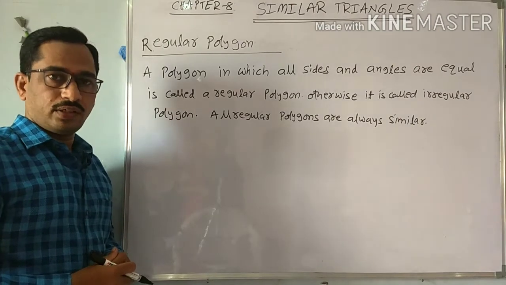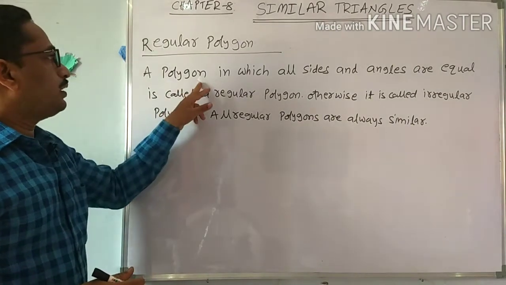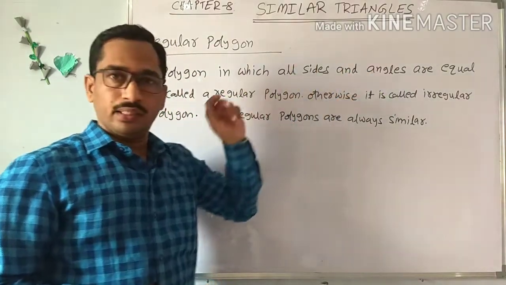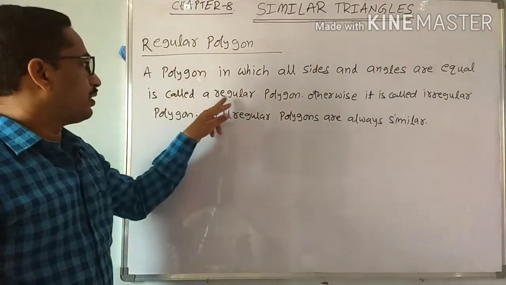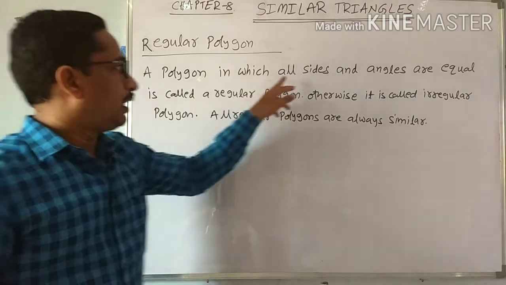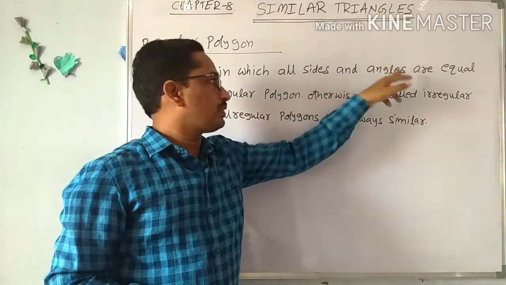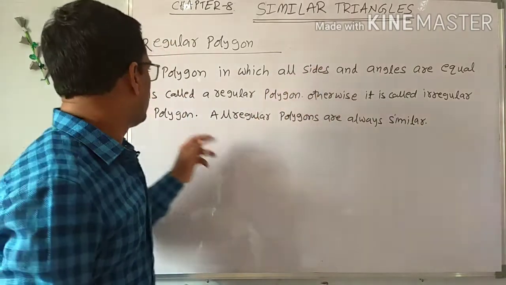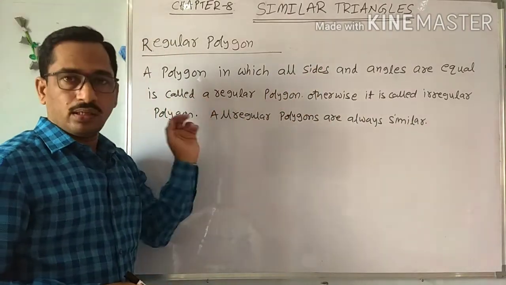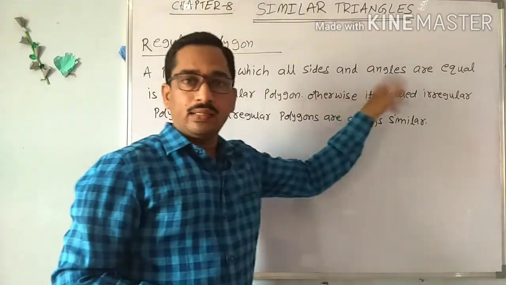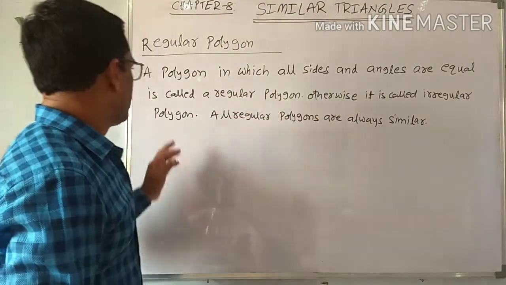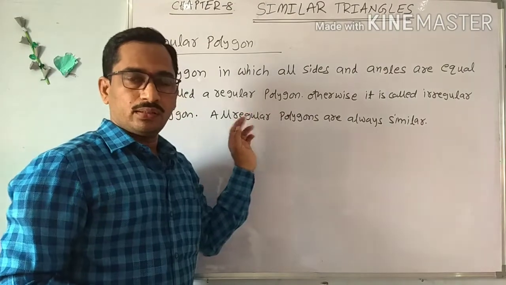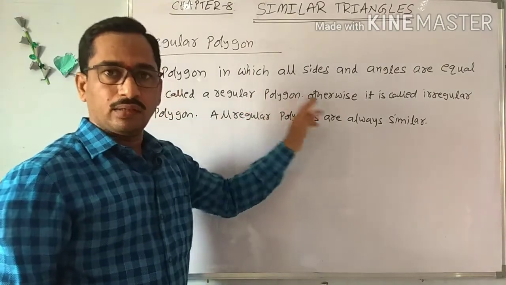See the definition of a regular polygon. A polygon in which all sides and angles are equal is called a regular polygon. Meaning in the polygon all the sides and all the angles are equal. Then it is called a regular polygon, otherwise it is called an irregular polygon. And all regular polygons are always similar.